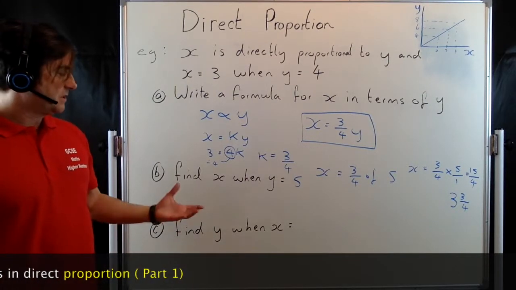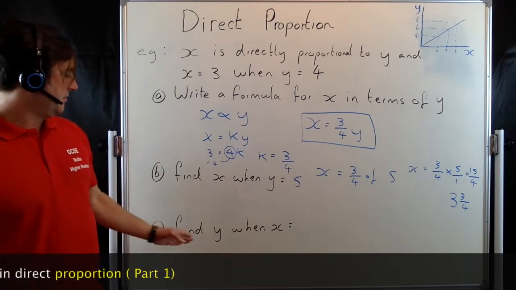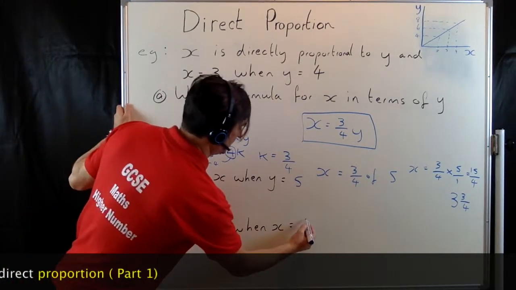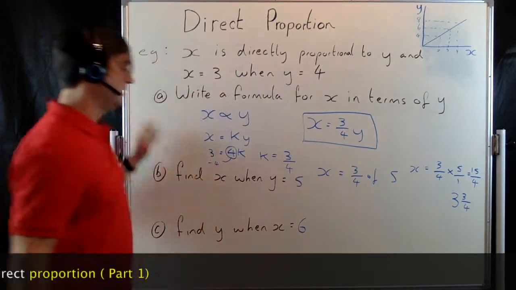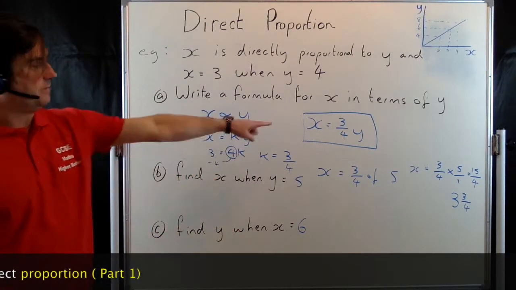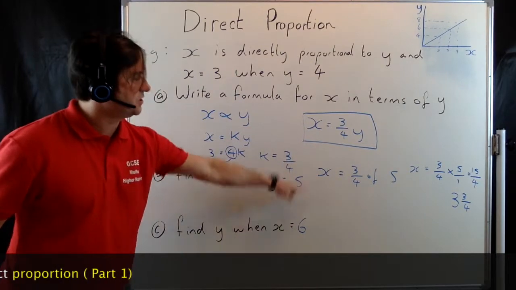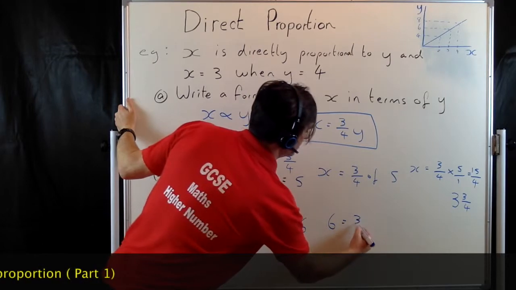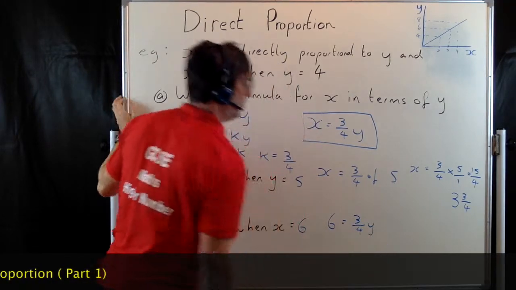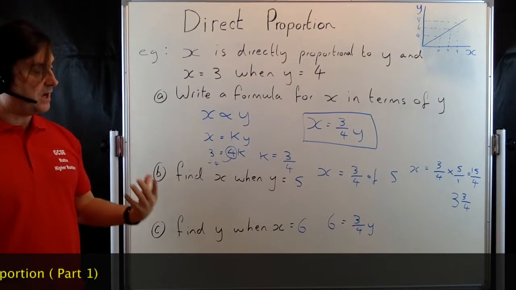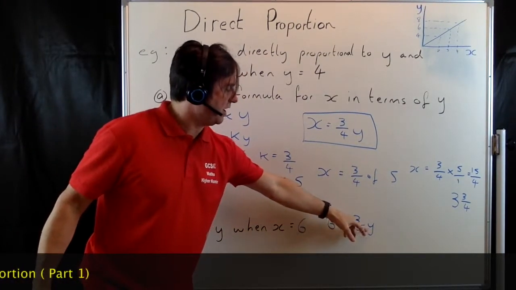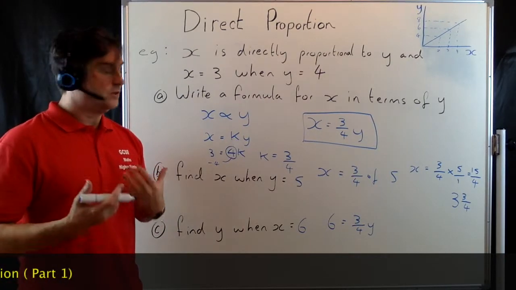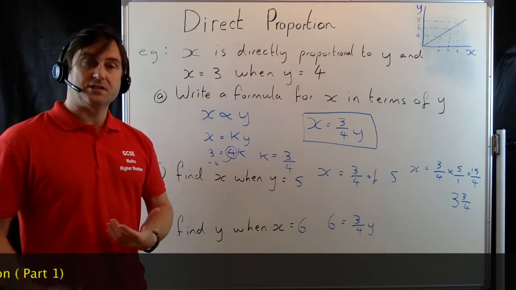Part C, slightly more complicated. So this time let's find Y when X equals, let's say X equals 6 this time. So now let's put that into our formula. X now equals 6, so we have to replace the X with 6. So we get 6 equals 3/4 Y. Now, when you see 3/4 Y, another way of writing that would be 3Y over 4. It's often a good idea to write it like that. It makes things look less complicated.